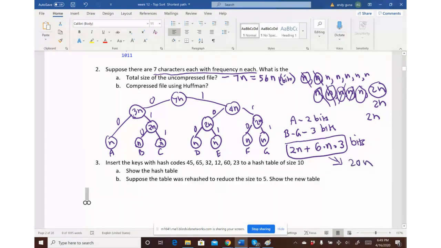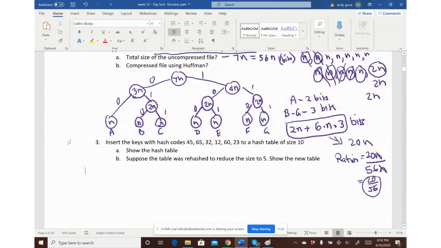That's the total. So the compression ratio for this particular problem would be 20n divided by 56n. And that gives you 20 over 56, n cancels out. You can simplify that. Notice that the compression ratio is slightly better than half. Okay. Any questions? By the way, I think this file is available online. Okay, so let's move on.